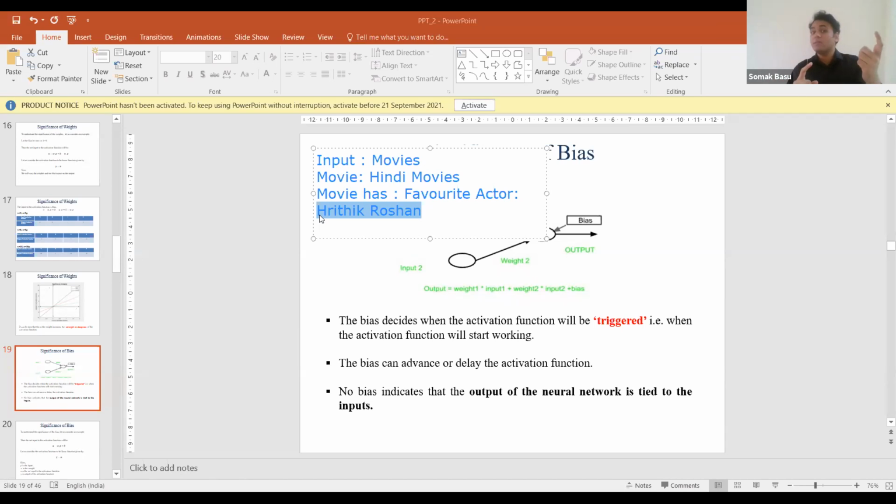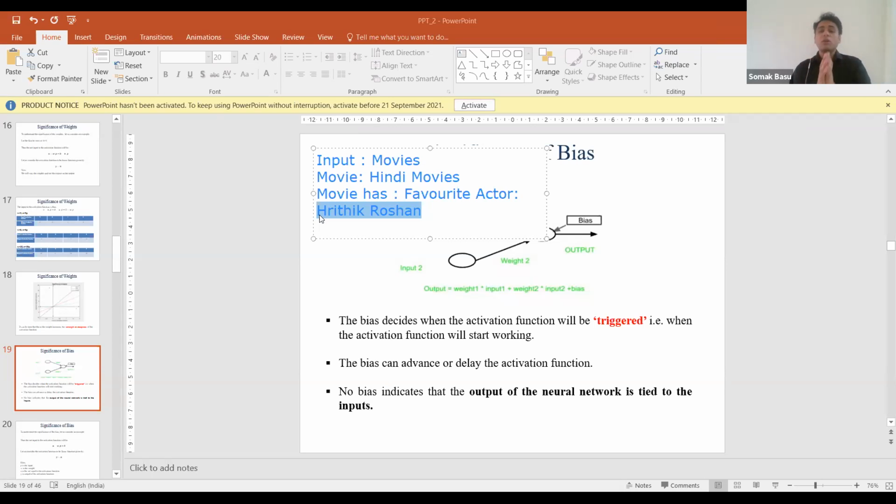They'll first see whether the movie is a Hindi movie or not. Otherwise, they won't see the movie. The third category, the people may be even more selective. They'll wait. Okay, let me see. Is this a movie? Yes. Is this a Hindi movie? Yes. Is my favorite actor a part of that movie? Is Hrithik Roshan a part of the movie? If the answer is yes, only then will they watch the movie.